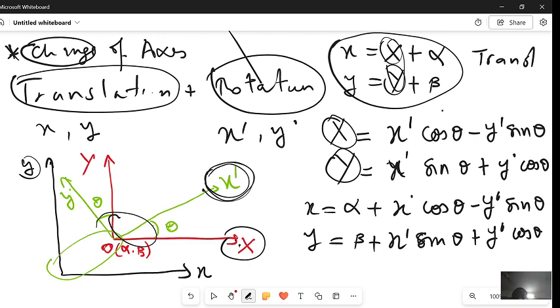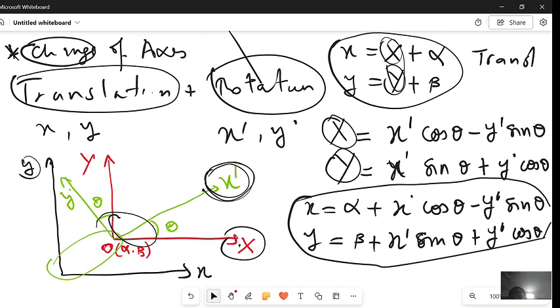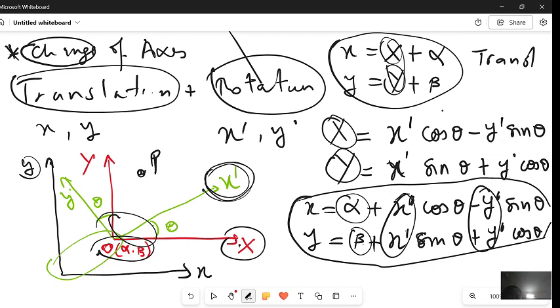Now if I have a translation and rotation, I will directly have this relationship. If I have the value of alpha and the value of beta, which are the origin of the new plane, and the values of x prime and y prime, which are the coordinates of the point P after doing the translation and the rotation, I can determine the value of x and y.